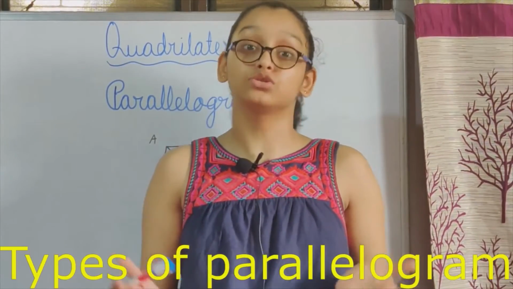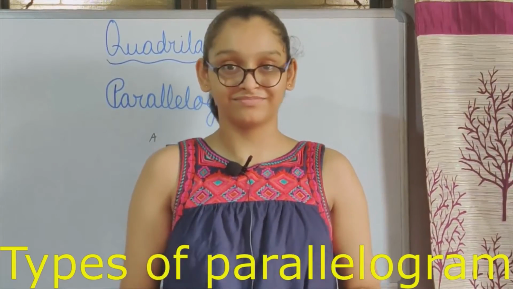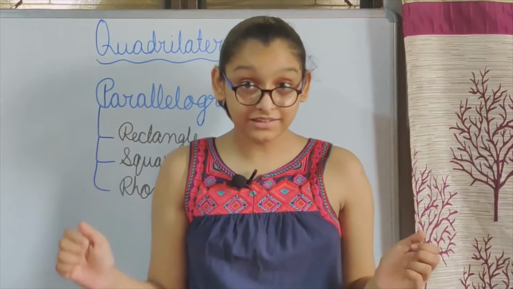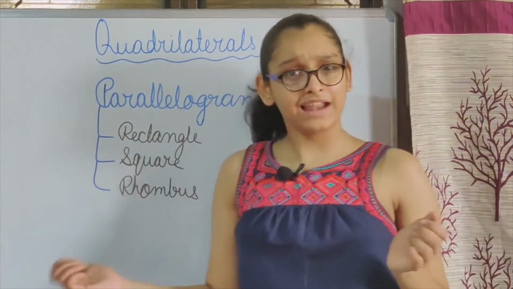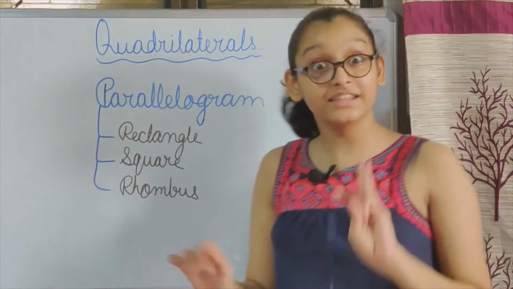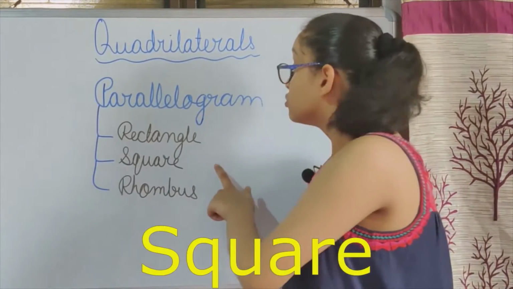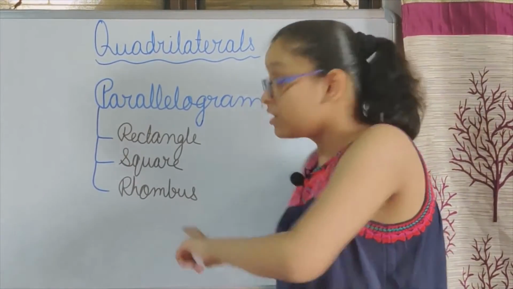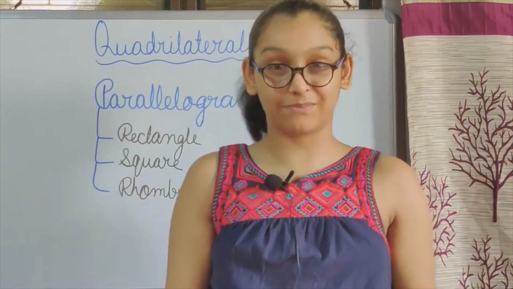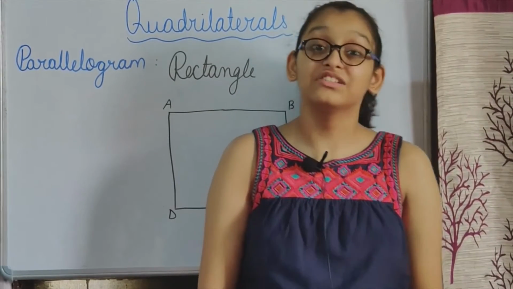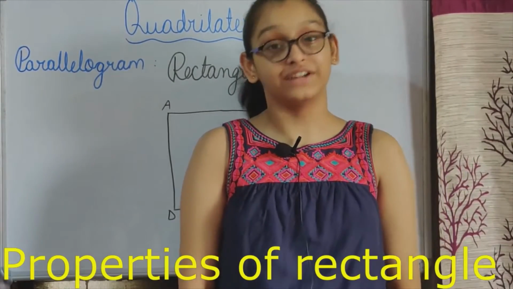Now let's come to the types of parallelogram. So now let's see what are the types of parallelogram. There are three types of parallelogram. These are rectangle, square and rhombus. So now let's start with their properties. So now let's start with the properties of rectangle.